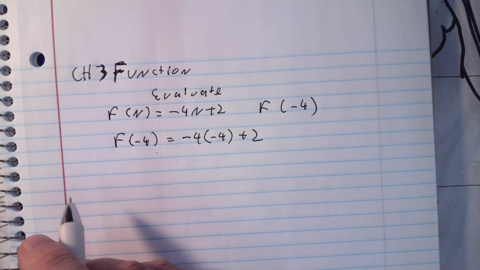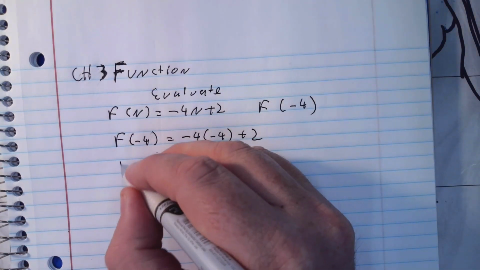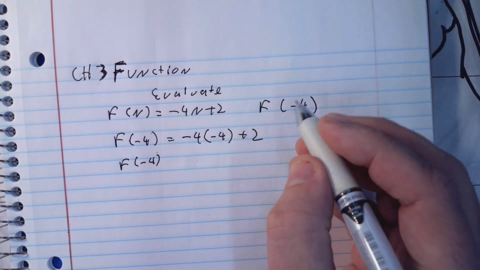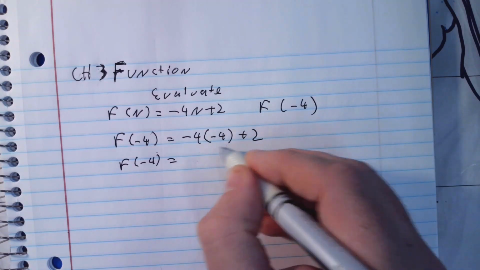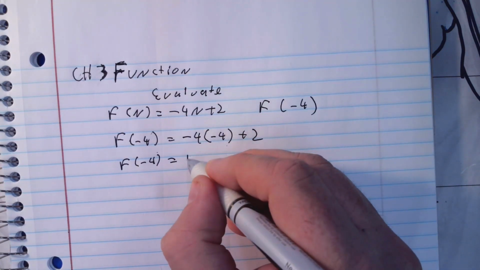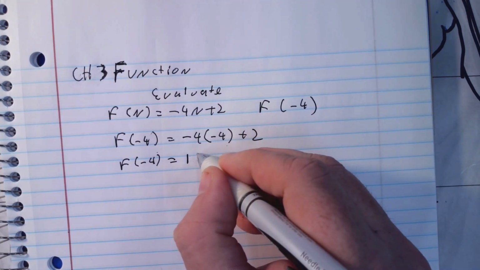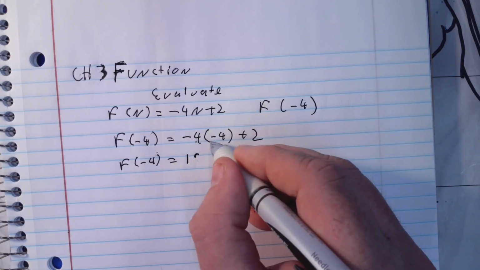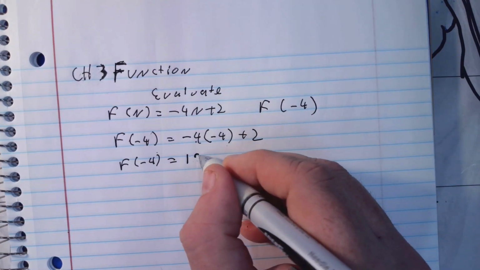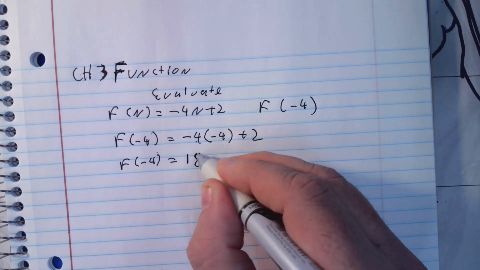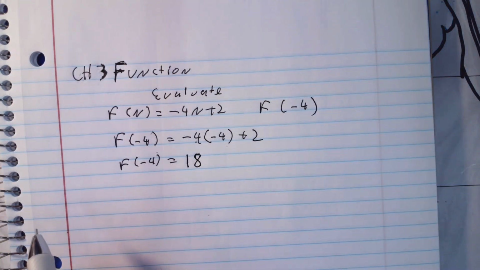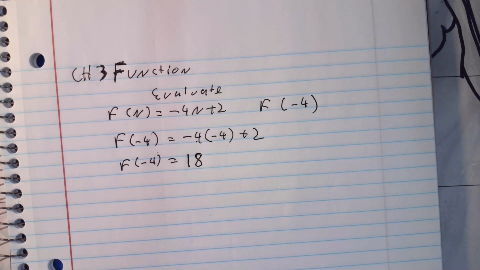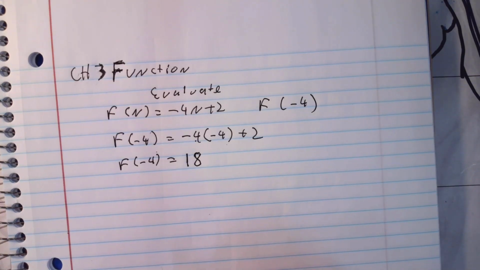Okay, that's how you show your work. There's not a lot of work on this one. What's that in the calculator? What is it? -4 times -4 plus 2. It is 18. Okay, that I can't make hard. You can, but I can't. Okay.